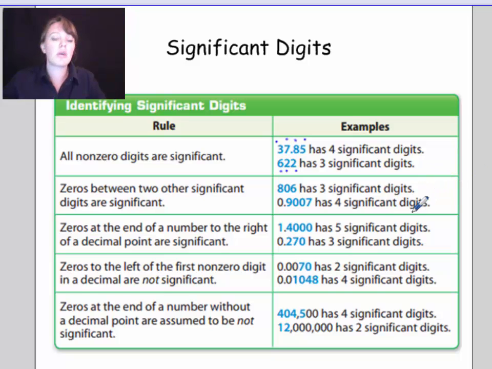Now we're going to go over our rules for zeros. If a zero is between any 2 significant digits, then the zeros are considered significant. Remember, 8 and 6 are significant because they're non-zero digits, so a zero in between these is significant. 9 and 7 are significant because they're non-zero, so these 2 zeros would also be considered significant. So there are 4 significant digits. Notice that this placeholder right here, this 0 in the 1 spot, is not a significant digit.